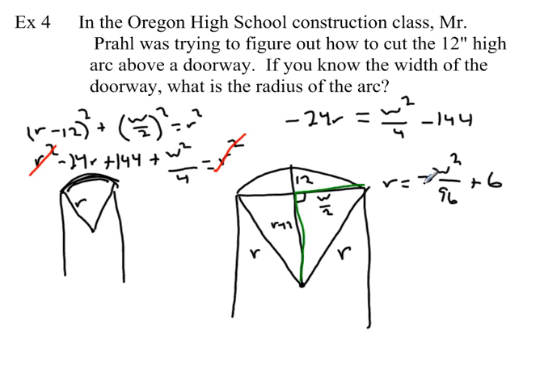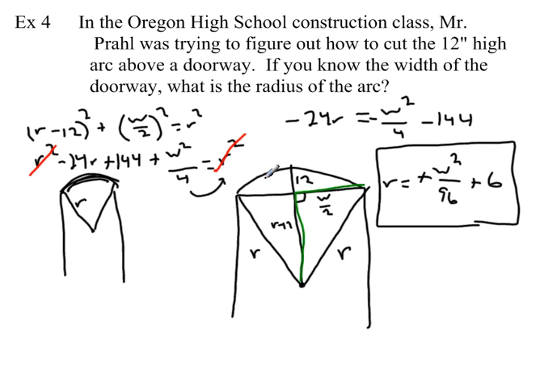And actually that negative is kind of making me a little nervous here. I think I made a mistake back here. When I move this over, this should have been negative. So when we divide by that other negative, this should be positive. So the radius that we should cut this at is the width of the door squared, divided by 96, plus 6. This is the exact equation that Mr. Prawl uses to cut these circular arches over doorways.